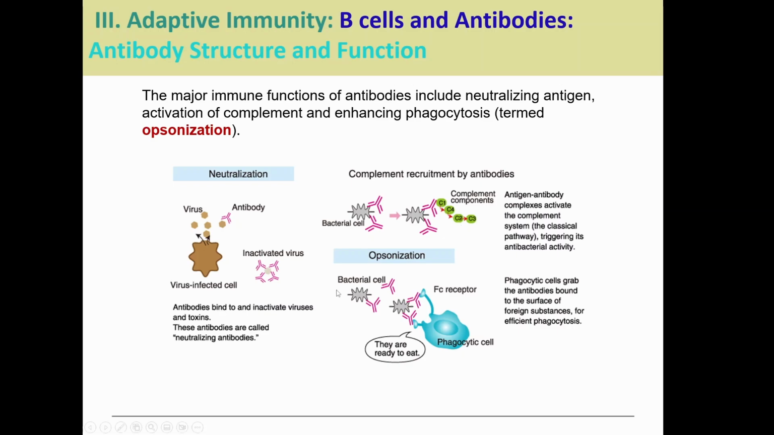And then opsonization, right? We bind to that bacterial cell, but then we also bind to the phagocytic cell, which makes the bacterial cell an easy target. It's a sitting duck for our phagocytic cell. The phagocytic cell is like, cool, you're stuck. The bacterial cell cannot get away anymore. It's locked down, chained to the phagocytic cell, and the phagocytic cell can just engulf it and destroy it.